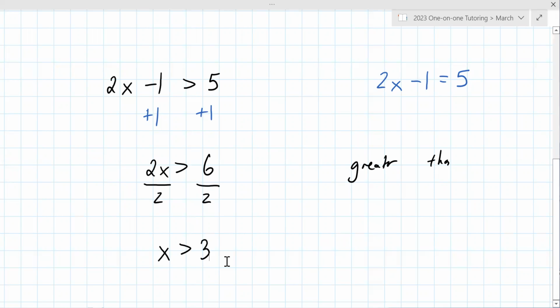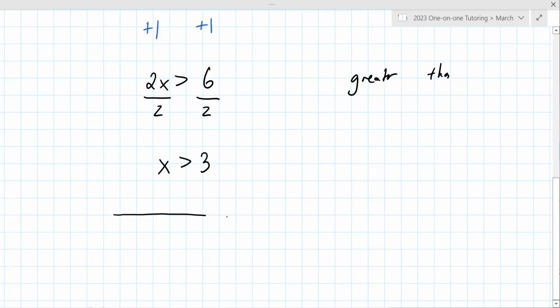All right, now on a number line, you start at 3. Is it an open or a closed circle? That's an open circle, and we're going to shade to the right because of that. It's pointing right. I guess that's how I see it. You may see it differently.